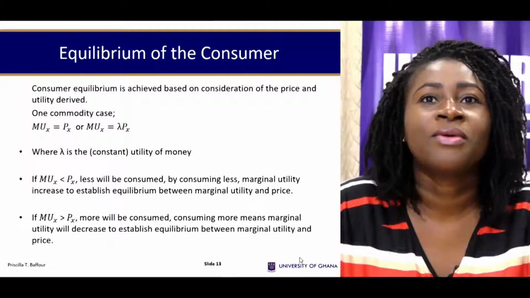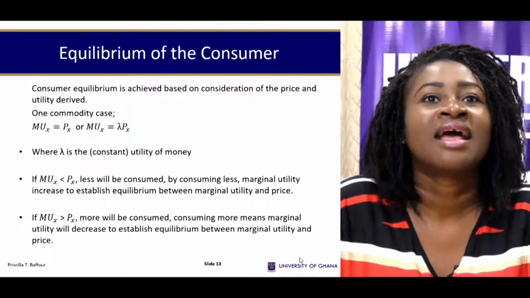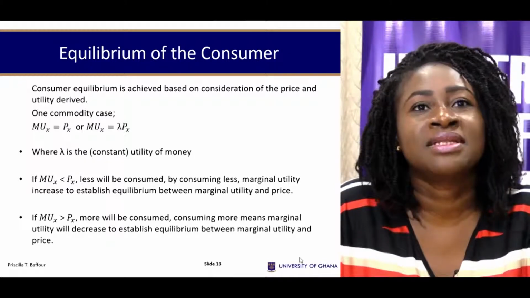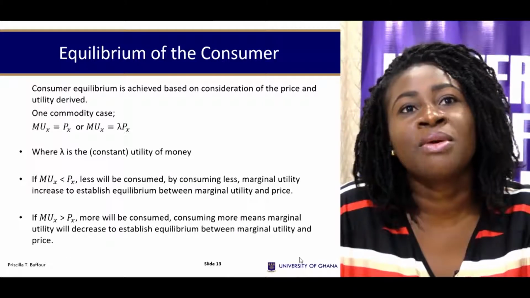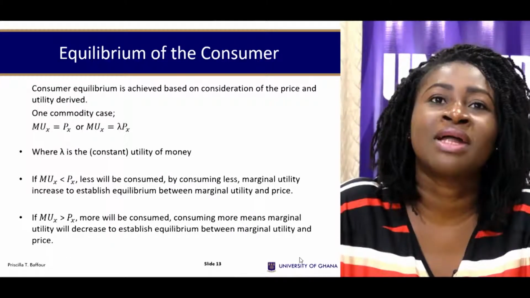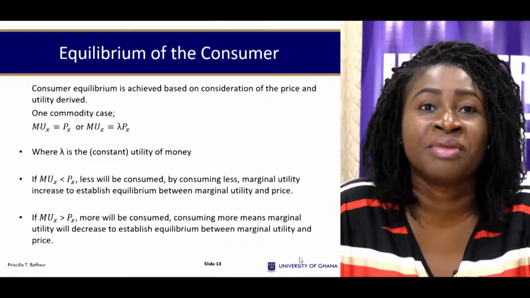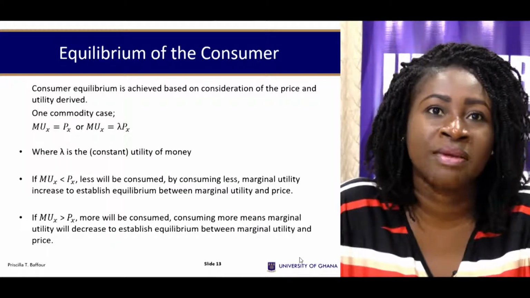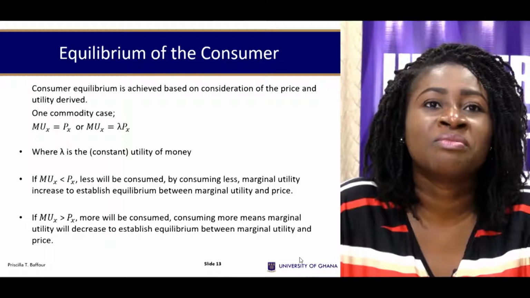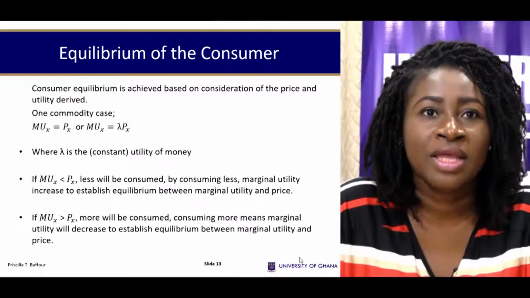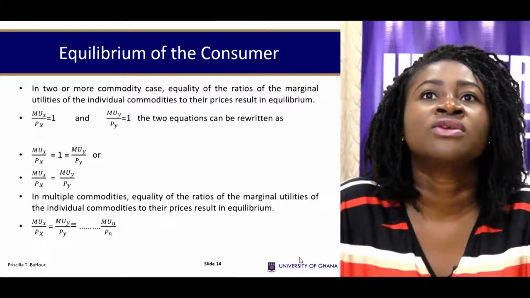So in a scenario where the consumer is not in equilibrium, it means that there is a disequilibrium between marginal utility and price. So this consumer would have to realign consumption. In a scenario where MUX is less than price, the consumer would have to decrease consumption of X so that marginal utility will increase, based on the law of diminishing marginal utility, to equate price to MUX. On the other hand, when MUX is greater than PX, it means that the consumer would have to increase consumption of X to decrease marginal utility so that equilibrium is established, right?